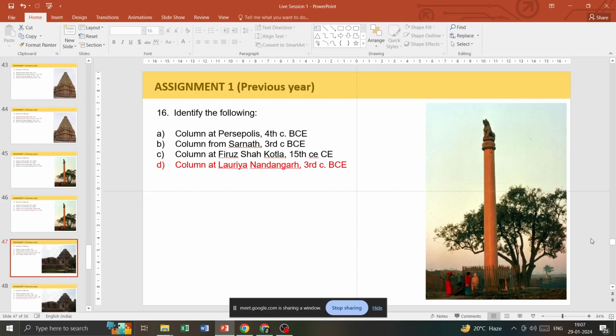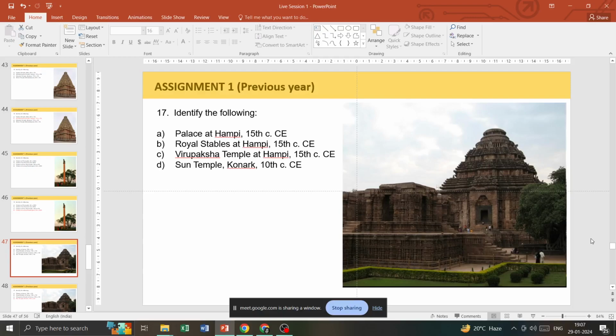Question number 17. Identify the following. This image has been given again, and you are asked to identify which one it is. Is it a palace at Hampi, 15th century CE? Royal stables at Hampi, 15th century CE? Virupaksha temple at Hampi, 15th century CE? Or Sun temple at Konark, 10th century CE?